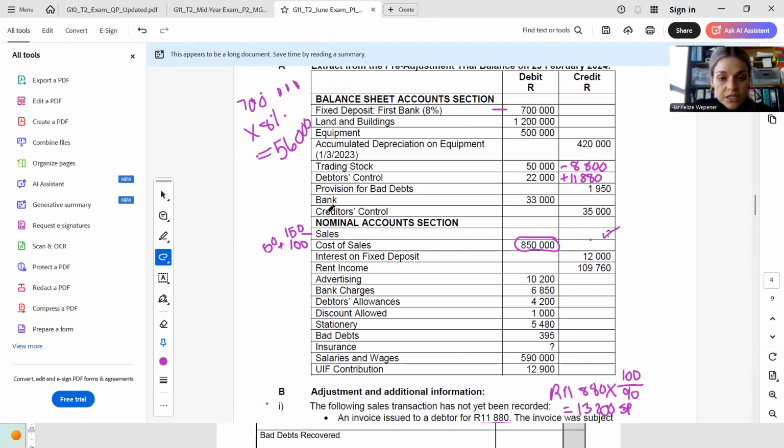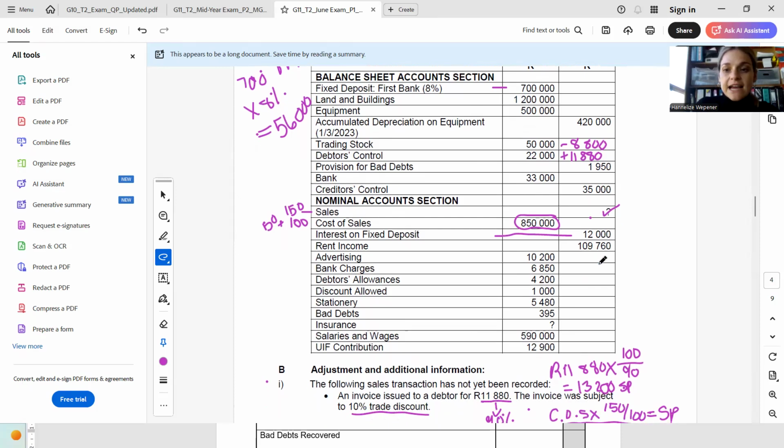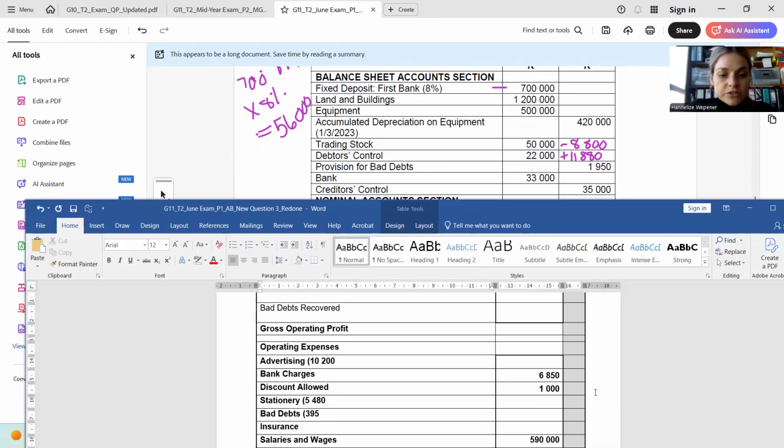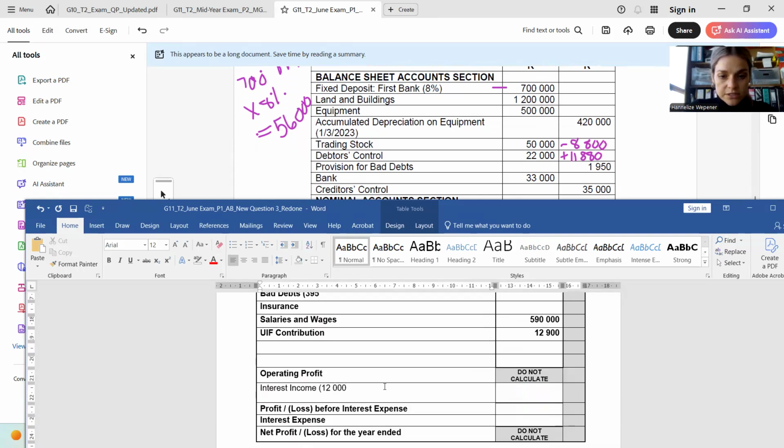So that means that you need to go to your nominal account section and see, what do I have here already? I'm on 12,000 Rand. So have I received and recorded all of my interest that I should have received? Clearly not. There's a 44,000 Rand that's missing there. So that means that I now have a new account, accrued income. So if you had to do your SFP, that would have been in your current assets. And then you have to go to your interest and you have to show I'm adding 44,000.